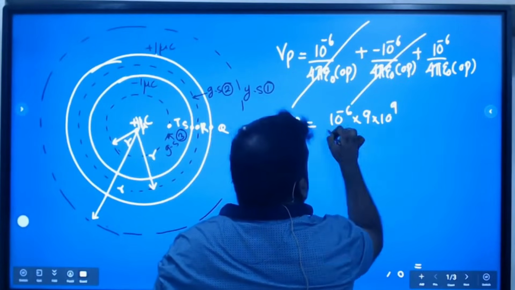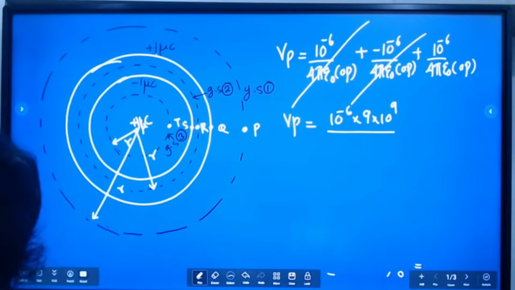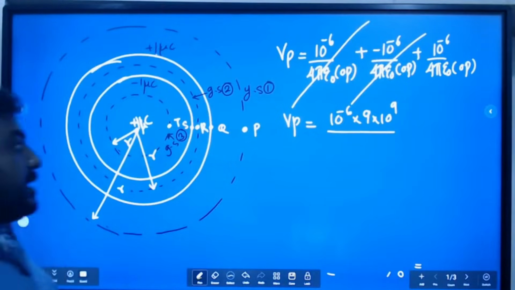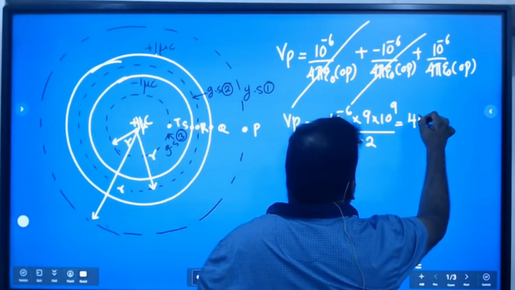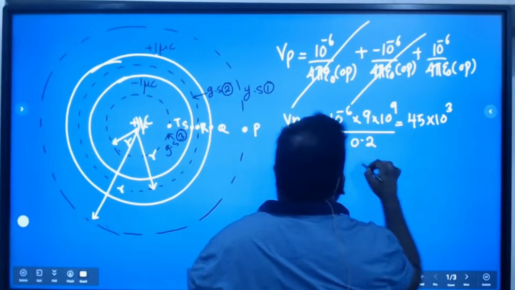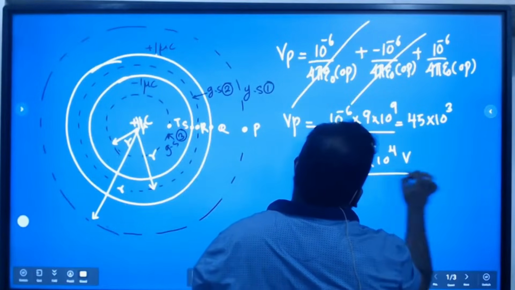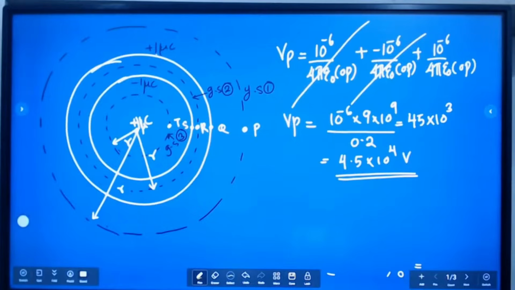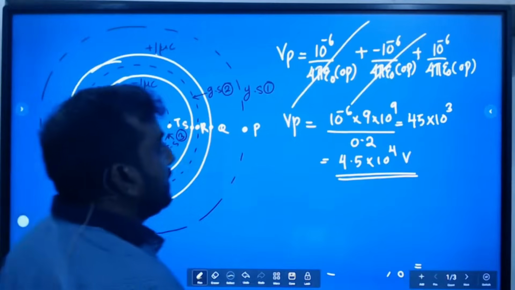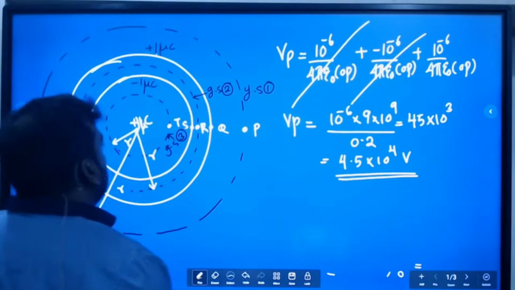Potential at P is 10 to the power minus 6 times 9 times 10 to the power 9 divided by the OP distance. OP is 20 centimeters, 0.2 meters. 9 divided by 2, 45, 45 times 10 to the power 3, which is 4.5 times 10 to the power 4 volt. Remember, you should know these techniques because these are fundamental techniques.